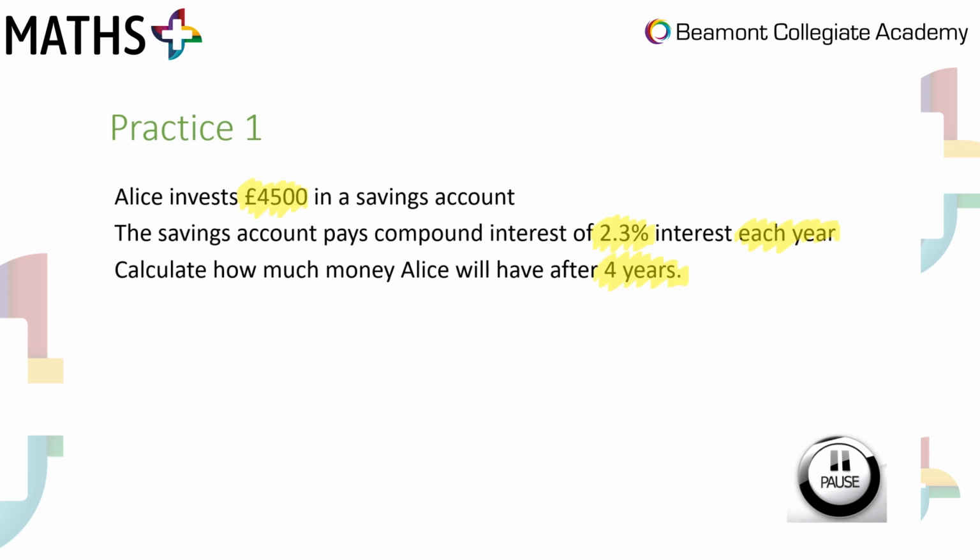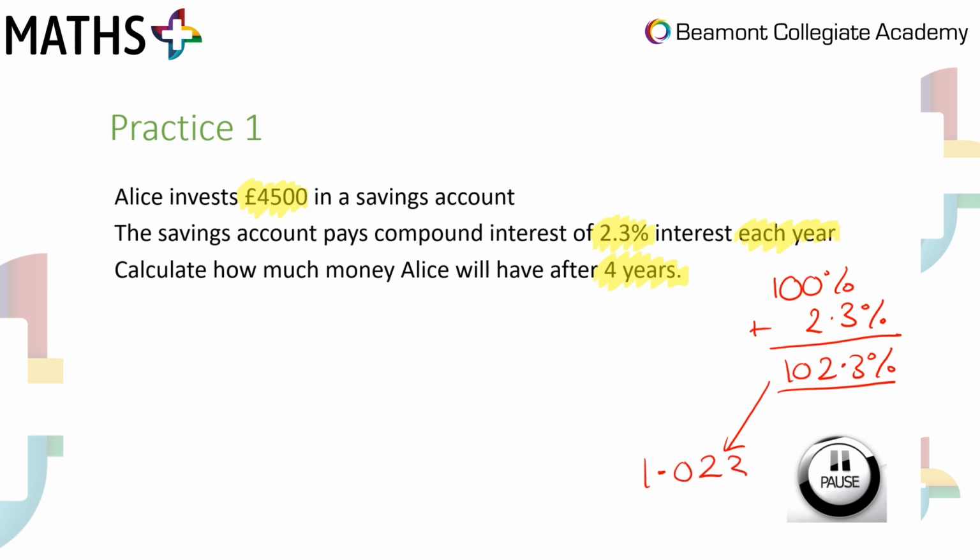So in the example we did 3 years, here we're doing 4 years. So again, let's work out our multiplier. So if we start with 100%, if I add on 2.3%, that is 102.3%. As a decimal, that's 1.023. So that is my decimal multiplier.